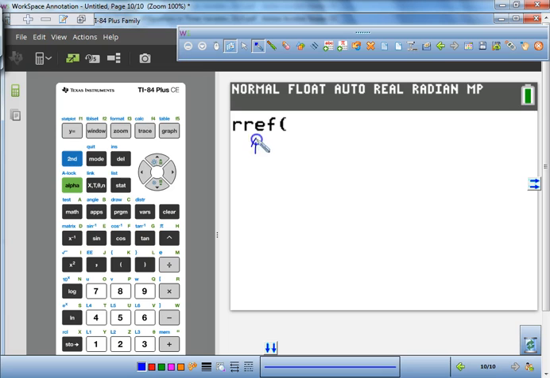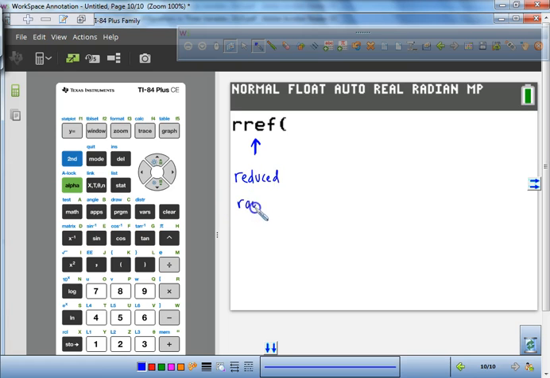Now, what I want you guys to do in your journal right now is write RREF, and I'm going to define what that is, okay? So what RREF is: reduced row echelon. It's supposed to be an E form. Reduced row echelon form. Now, reduced row echelon form will give you a matrix, and this is what it will look like, okay?